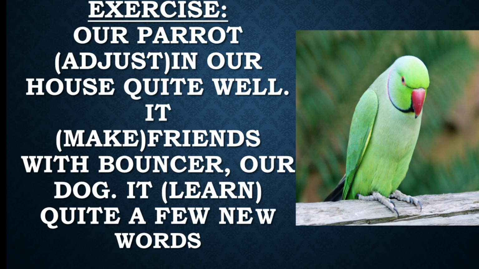Look at this exercise. You can see a parrot here. Our parrot, bracket word is adjust. So you have to write has adjusted in our house quite well. It has made friends with Bouncer, our dog. It has learned quite a few new words. So it learned, V3 form is learned, L-E-A-R-N-E-D. It has learned. Here V3 form of make is make, made, made. Adjust, adjusted, adjusted. So the final answer is, our parrot has adjusted in our house quite well. It has made friends with Bouncer, our dog. It has learned quite a few new words.